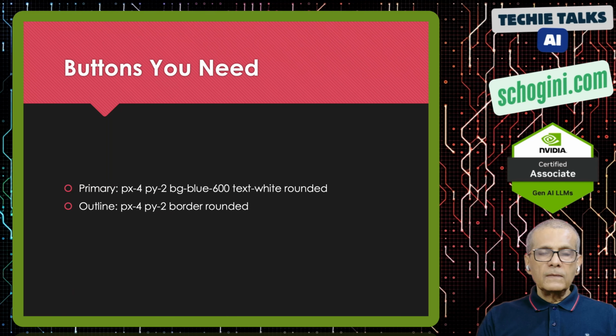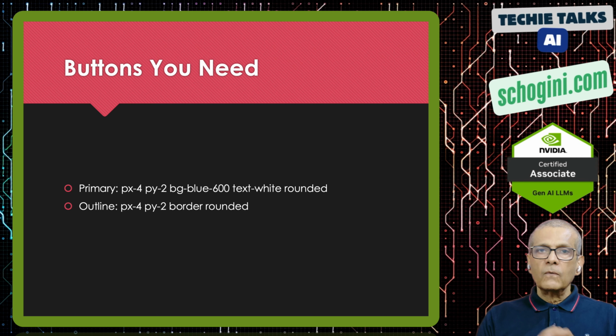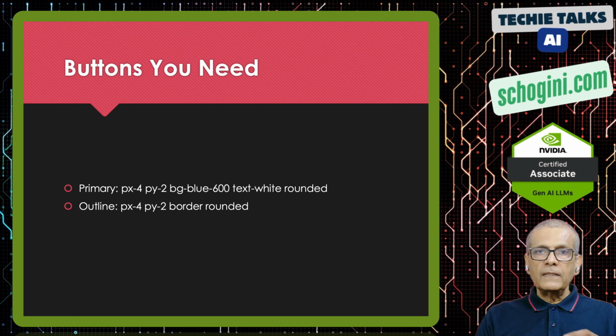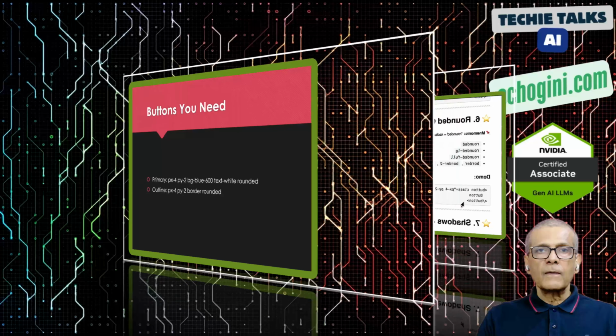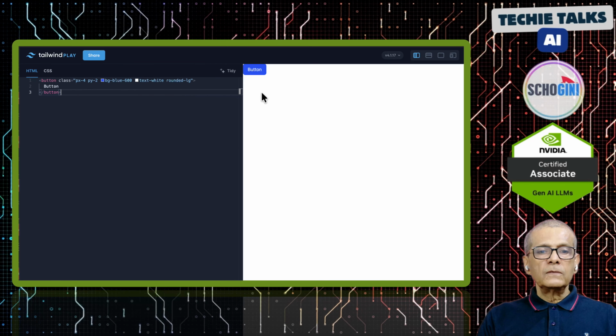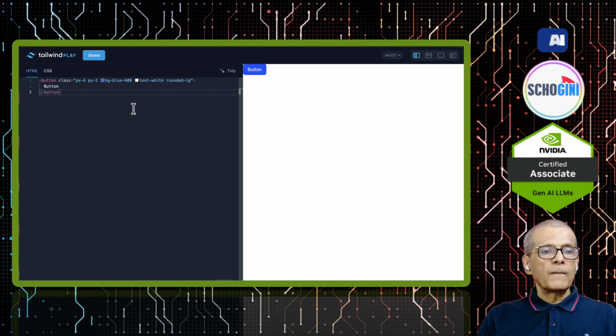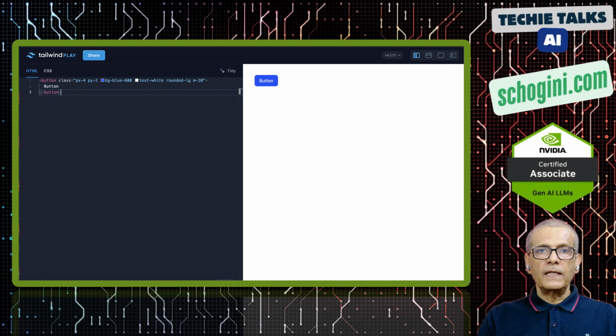These two button patterns cover almost every project, one filled, one outline. Anything fancier is just adding hover or shadow classes. Students should master these before anything else. So let's see a quick demo of button. So this is the rounded corner button. If you want to add margin around, we specify like this, M-10.